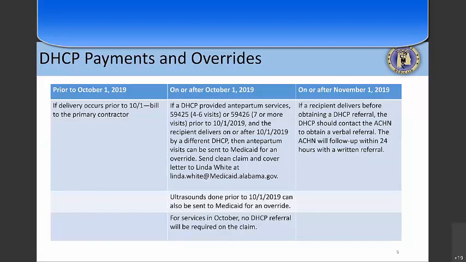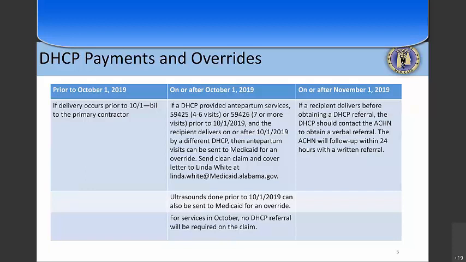On or after October 1, if you have a recipient who delivers, you do not need a DHCP referral from an ACHN, because ACHNs will not be issuing referrals until after November 1st. All you have to do is submit your regular fee-for-service claim, and it will process.